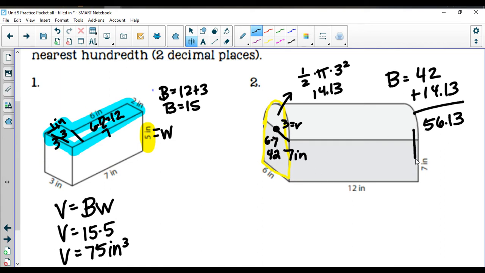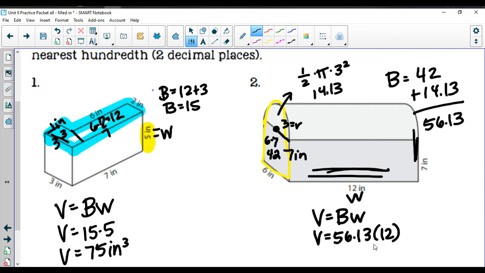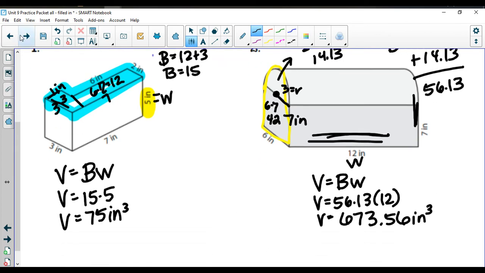Base is down here, base is over here. This amount, connecting them, is my W. So volume is equal to BW. Volume is equal to 56.13 times 12. And multiplying those together, I get 673.56 inches cubed for this compound volume.